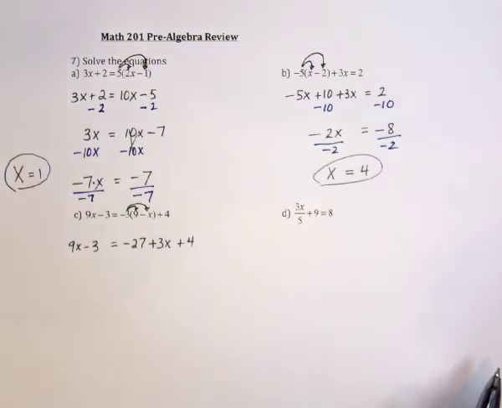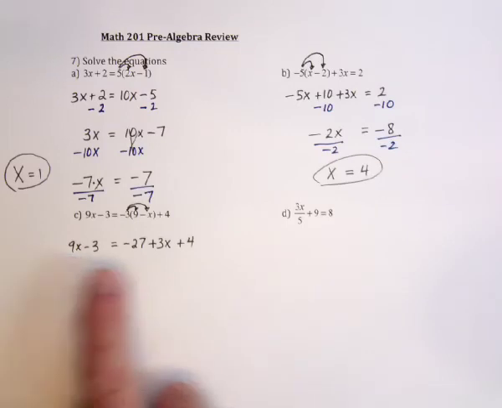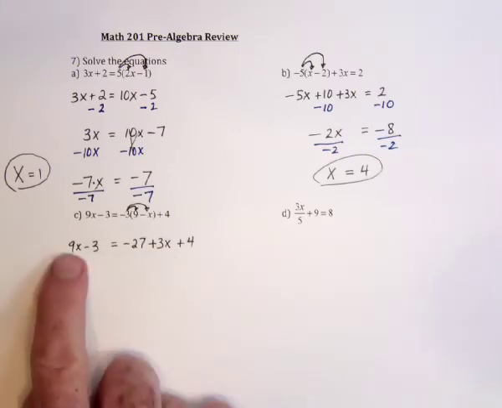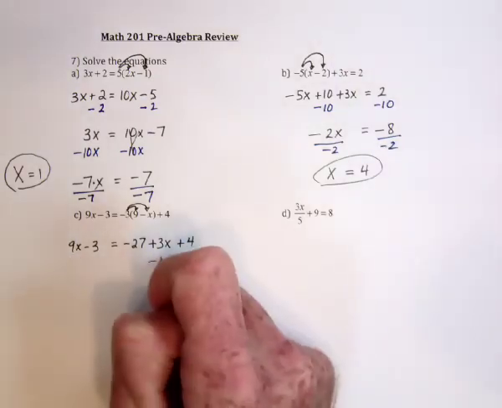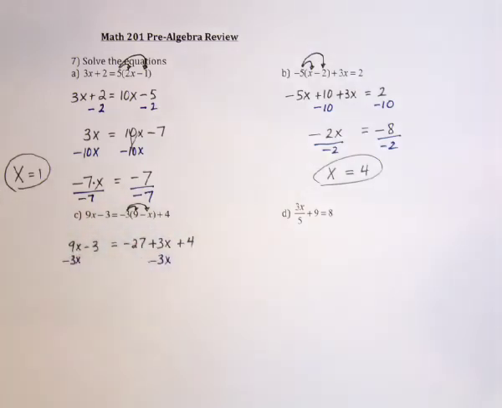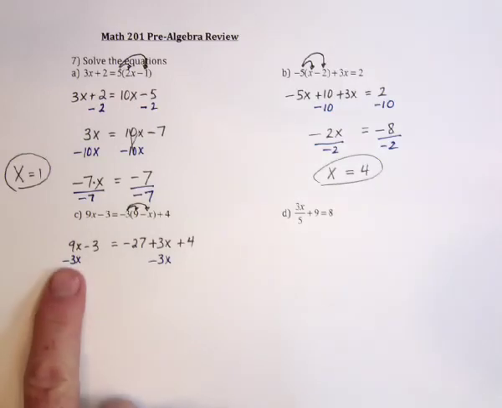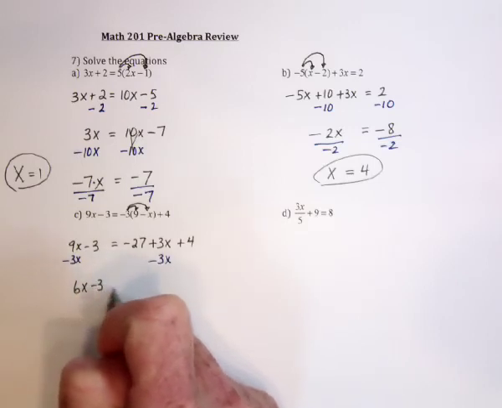So looking at this, I will put the x's on the left-hand side. You can put them on either side, since there's already more of them over here, so there's 9 of them over here compared to 3 of them over there, then I'm going to collect them on the left-hand side. So that means I have to get rid of this 3x. So subtract 3x, subtract 3x. So 9 of them minus 3 of them leaves 6 of them. So 6x minus 3.